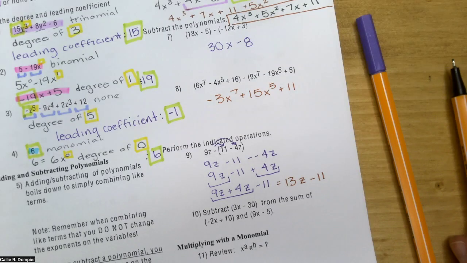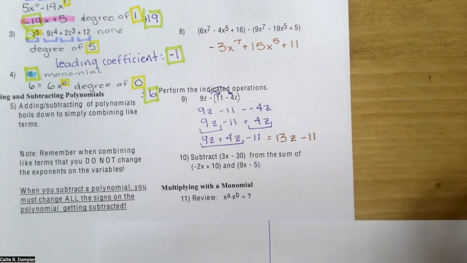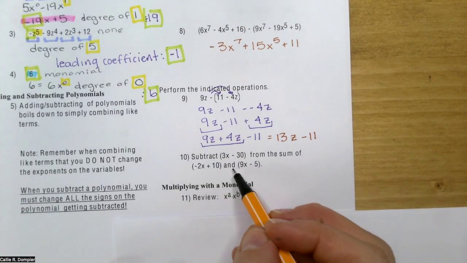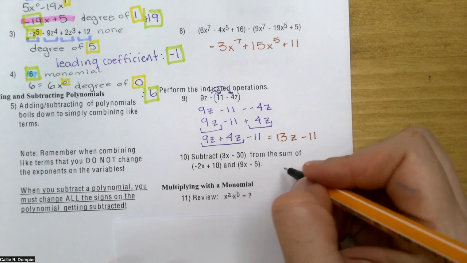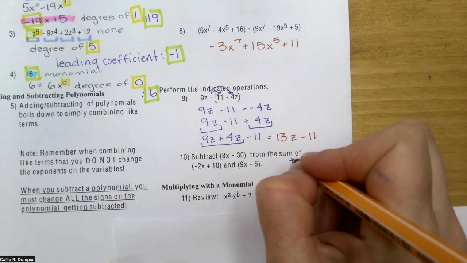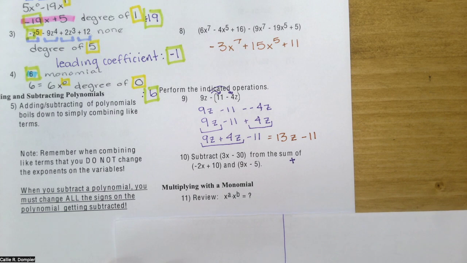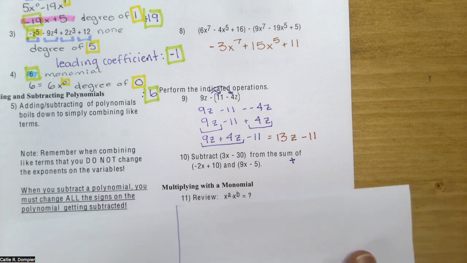Okay, 10 is kind of a word problem, a little bit of a challenge. Subtract 3x minus 30 from the sum of negative 2x plus 10 and 9x plus minus 5. The sum of, and feel free to Google this if you're not sure, but the sum of means plus, and subtract from means put it at the end with a minus sign.